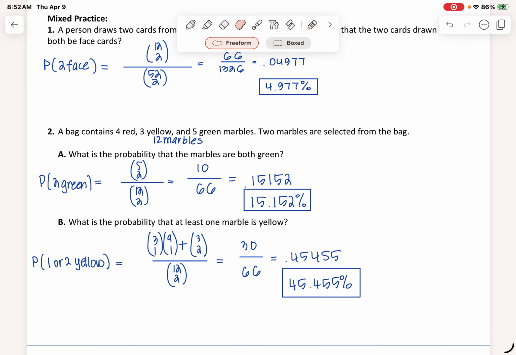And then what's the probability that at least 1 marble is yellow? So that is 1 or 2 yellow. So the probability of choosing 1 yellow is 3, choose 1. But then you have to choose another marble out of the remaining 9. So that's 9, choose 1. Since it's or, we're adding. And then 3, choose 2 would be the probability of choosing 2 yellow. So out of the 3, not probability, the ways you could choose 2 of those 3 marbles. Okay, and then put that in your calculator, and that's what you get.